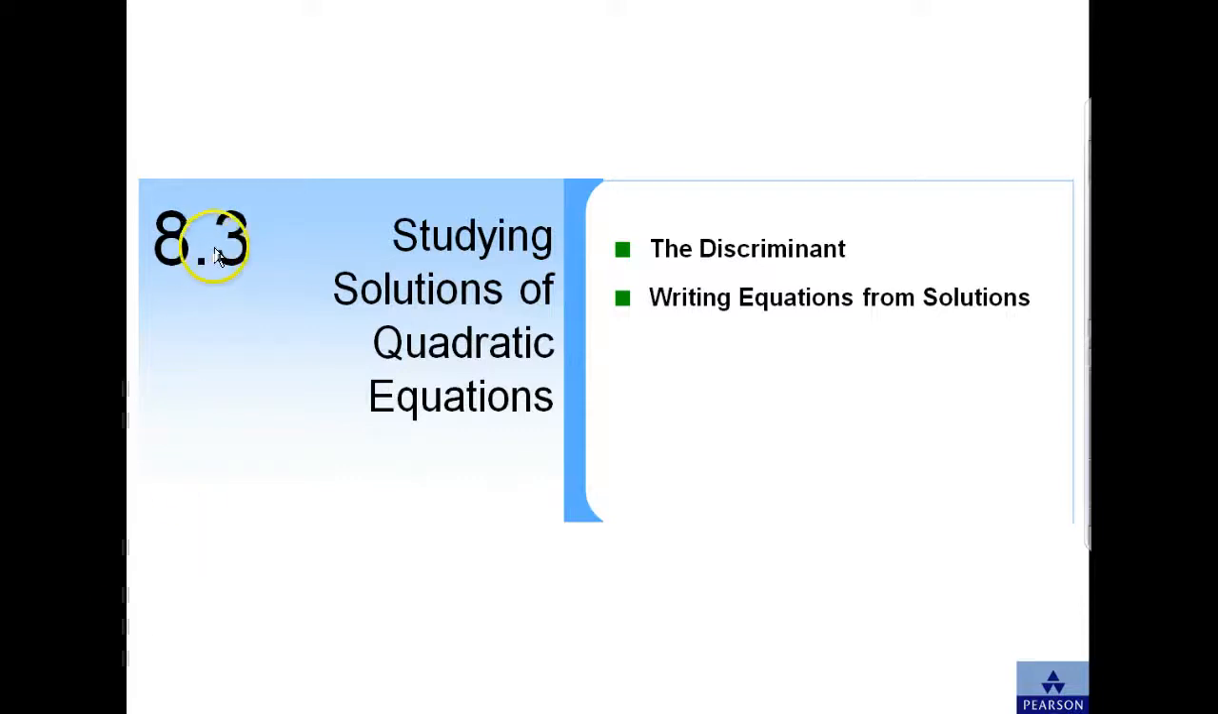Going on to topic 3 of chapter 8, we're going to continue our study of quadratic equations. In the quadratic equation, we're going to particularly look at the discriminant and then writing equations from solutions.